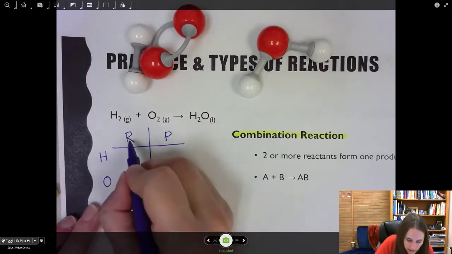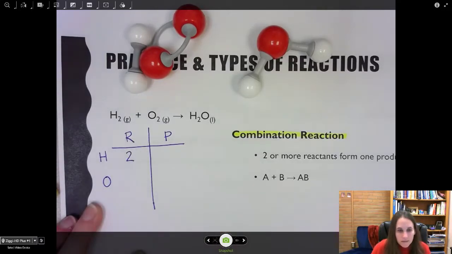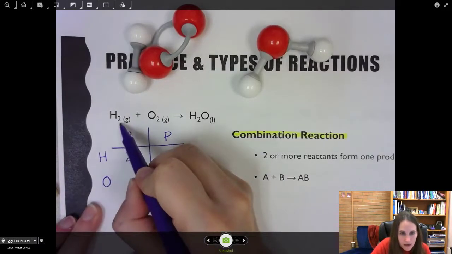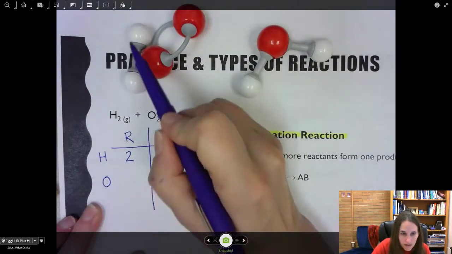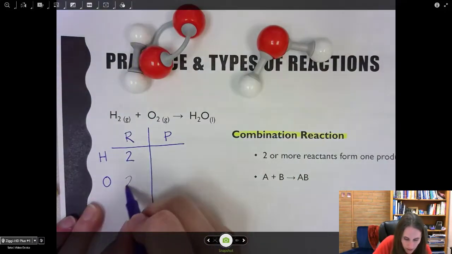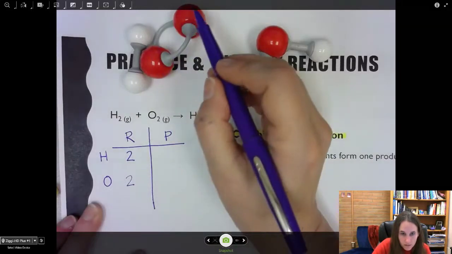So on my reactant side, I have 2 hydrogen atoms, and I'm using that little subscript there. I have 2 of them, and you can see here in my model, 1, 2. And I have 2 oxygen atoms, 1, 2.